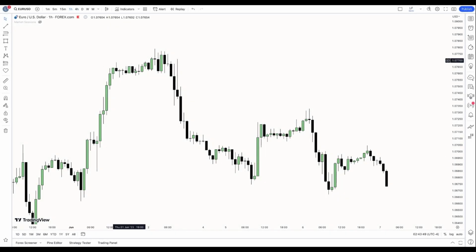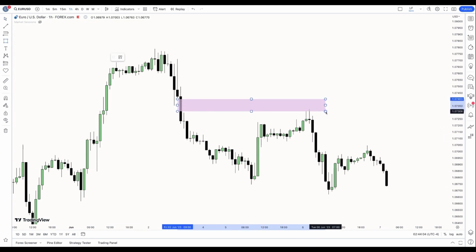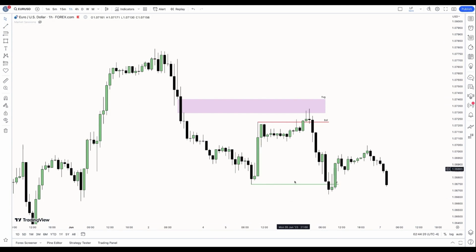On the hourly chart, we can see that price has made a downward move and a huge bullish displacement initiated by smart money, consolidated a little, poked towards the upside before traveling down. We can see as well that there was a fair value gap that has formed here. We've got buy side liquidity there and our sell side liquidity here.